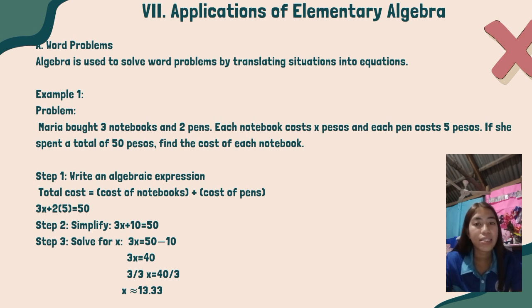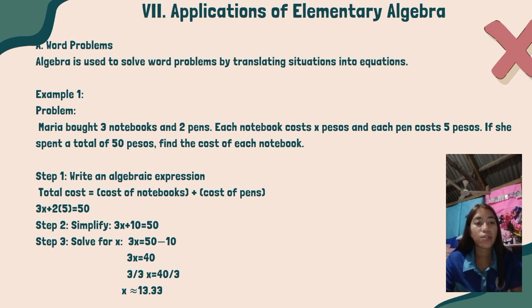Step 2, we need to simplify. 3x plus 2 times 5 is 10 equals 50. Step 3, we are going now to solve for x. We need to isolate the variable. 3x equals, we transfer the 10 to the other side. That is positive, and now it will become negative. So 3x equals 50 minus 10, 3x equals 40.